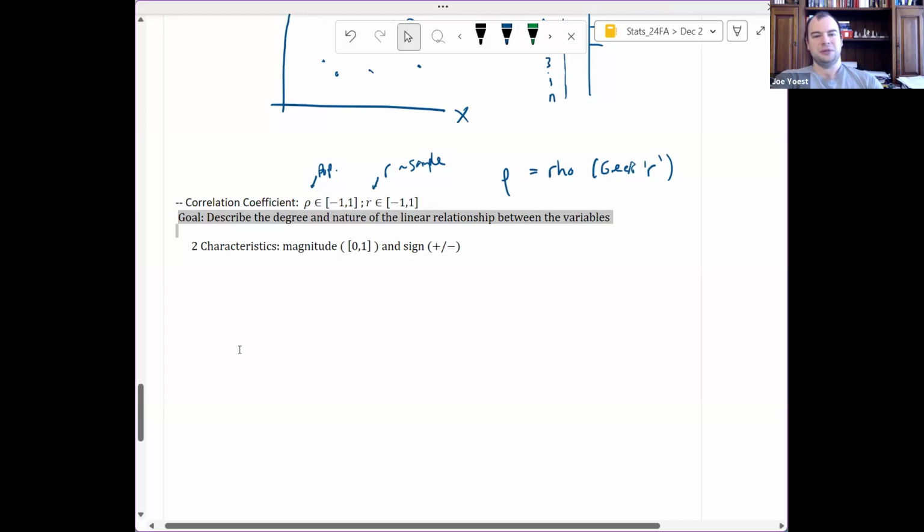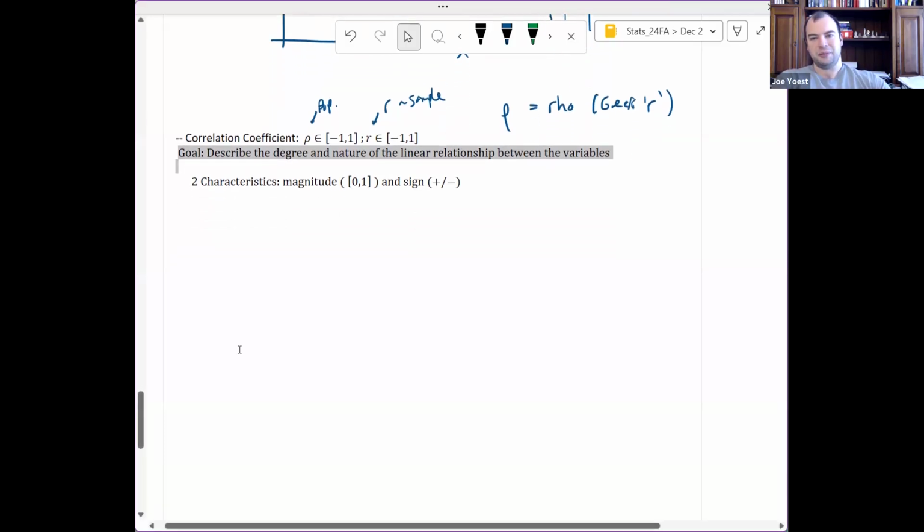And it has this goal to describe the degree and the nature of the linear relationship between the variables. So is there a linear relationship between the variables? If no, then there's a low degree of relationship. And if yes, there's a high degree of linear relationship. And if there is a linear relationship, particularly if there's a high degree of linear relationship, what is the nature of that relationship?